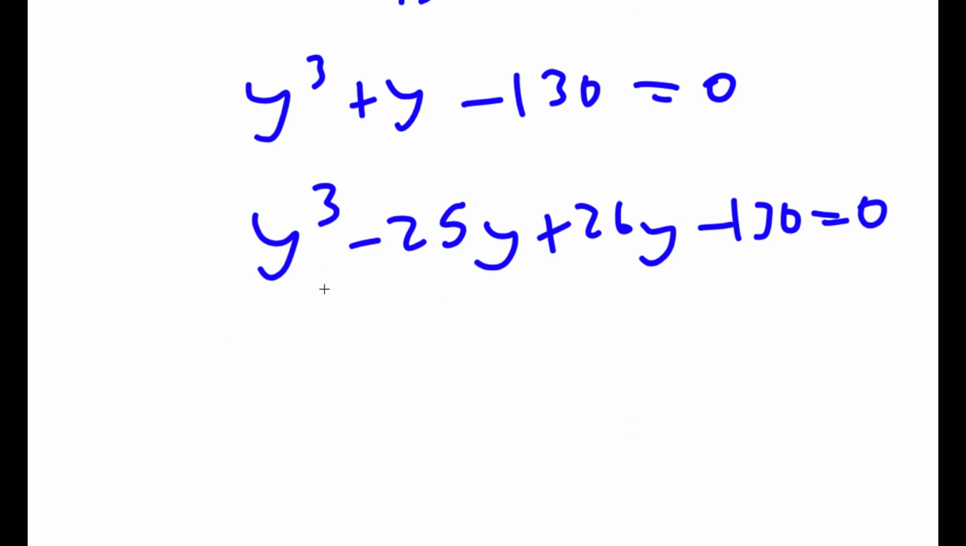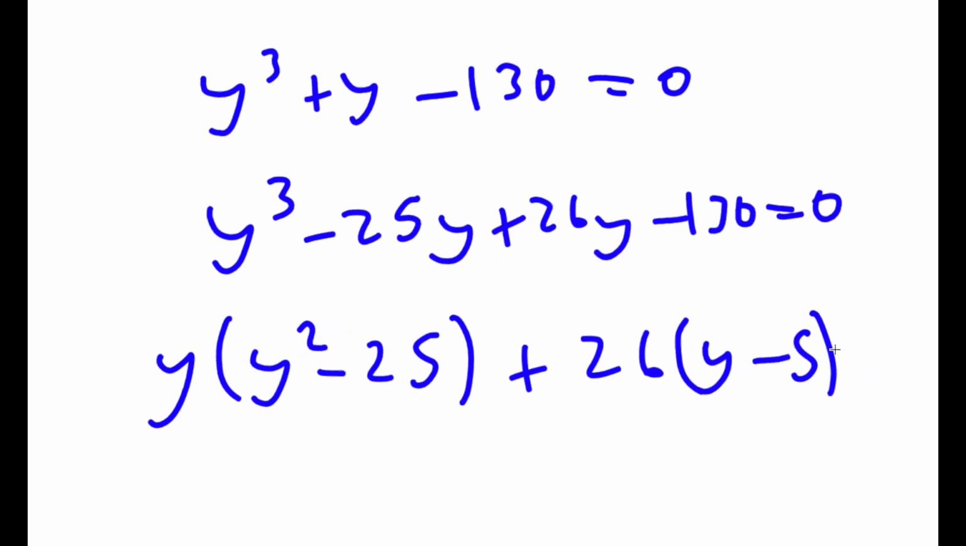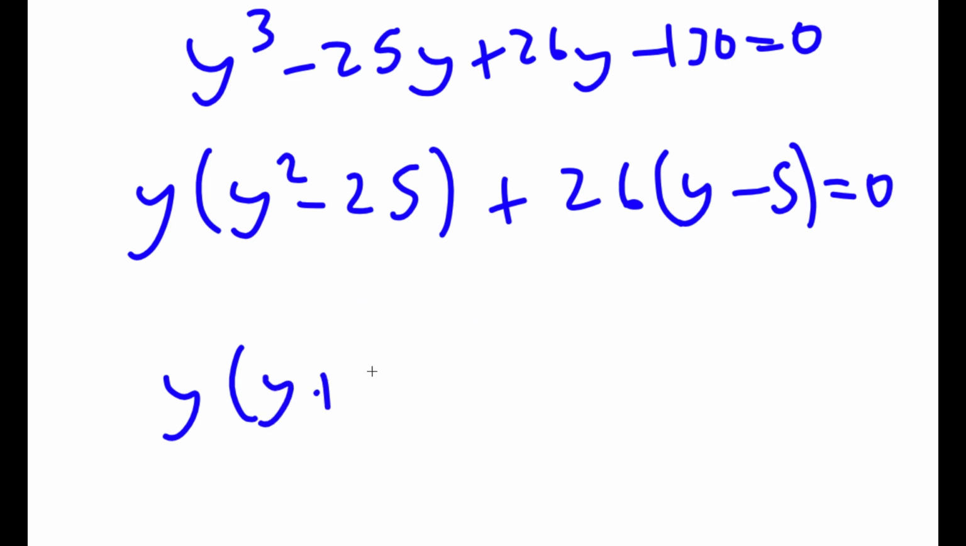And now y to the power of 3 minus 25y, the greatest common factor is y. So I get y times y squared minus 25. Plus 26y minus 130, the greatest common factor is 26, so I get 26 times y minus 5 is equal to 0. And y squared minus 25, that's the same thing as y plus 5 times y minus 5.